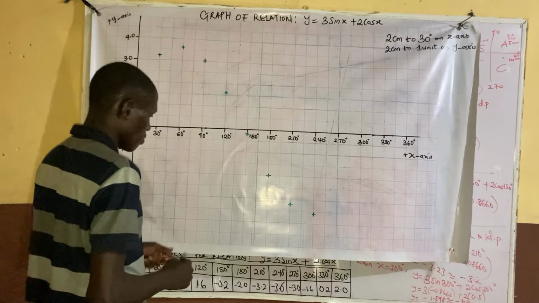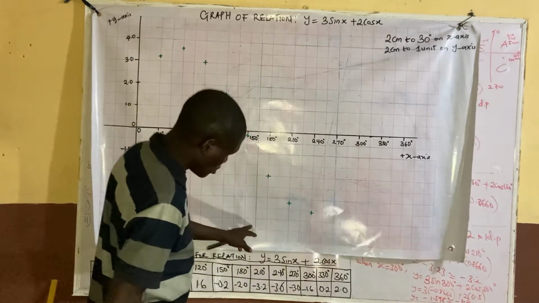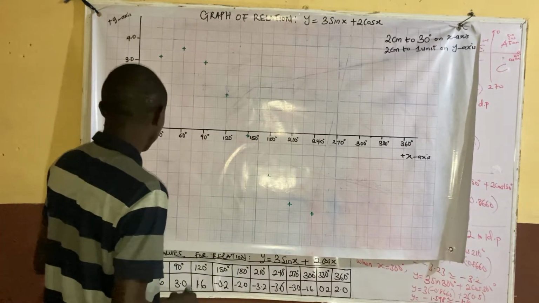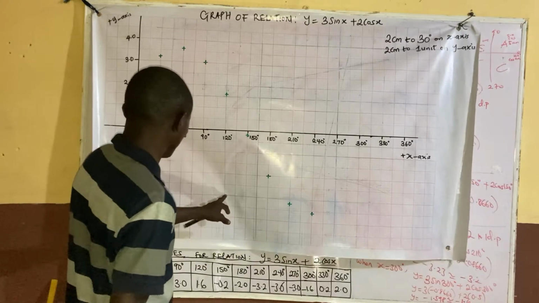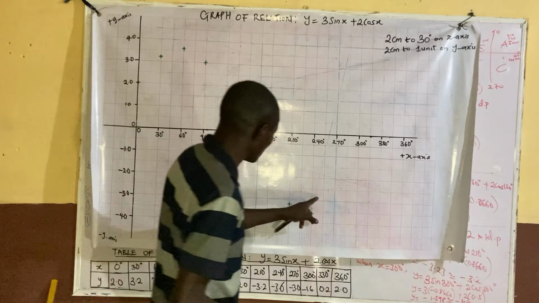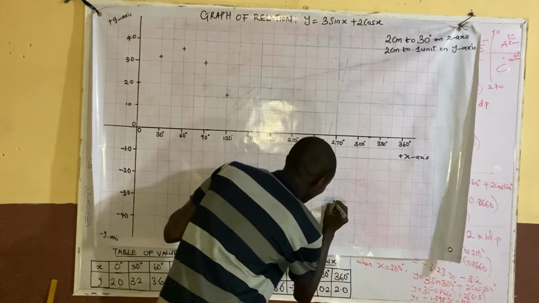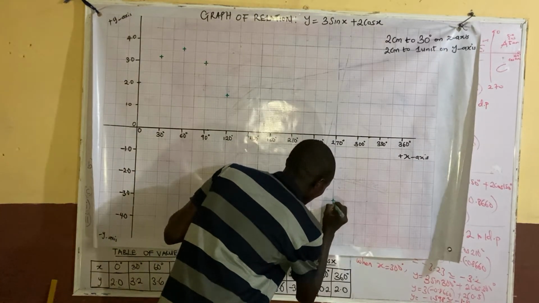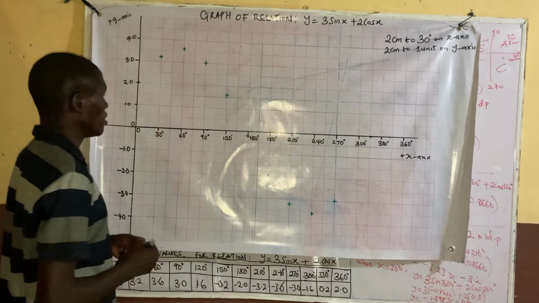So now the next thing is 270 minus 3. This is 270, and 270 against minus 3 is here. We just need 270 against minus 3.